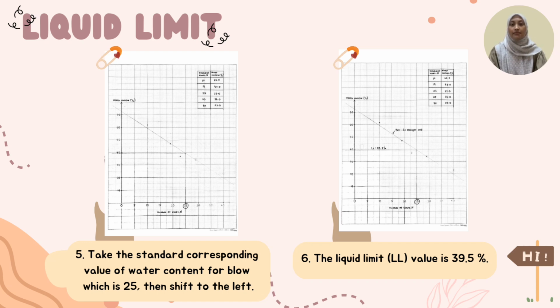Liquid limit value can be determined by taking the standard corresponding value of water content for blows, which is 25. Then shift to the left and you will get the value of liquid limit. For my graph, I get 39.5% for my liquid limit.